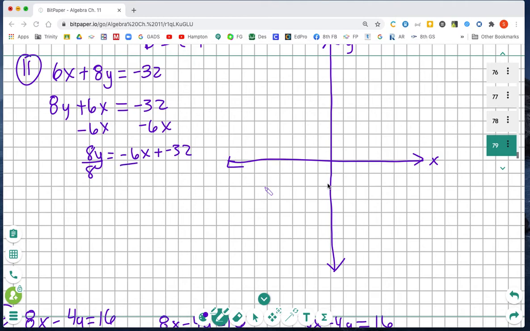Divide by 8, divide by 8, divide by 8. Y is equal to negative 3/4 x plus negative 4. My slope is going to be negative 3 over 4, down 3, to the right 4, and my slope intercept or starting point is going to be 0, negative 4.